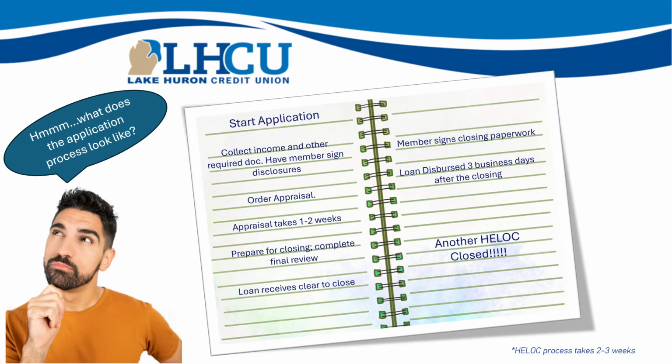So what does our simple HELOC application process look like? The application is started with the mortgage specialist, who will collect all the necessary documents. The member signs all disclosures. An appraisal will be ordered. This can take 1 to 2 weeks to get back from the appraiser, and this is typically one of the longest wait periods during the HELOC process. Once we have all of our documents in, documents will receive final review and approval. The member will then sign, and then the loan will be dispersed 3 business days after closing, and voila, we have another HELOC closed. We have a happy member.